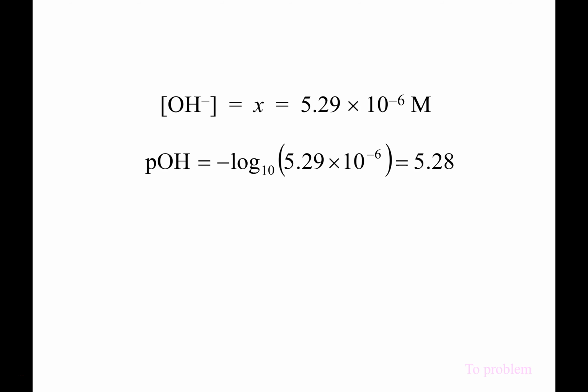Hopefully you feel kind of comfortable with going from pOH to pH. You add them together, and at 25 degrees Celsius, they need to be equal to 14.00. So the pH is equal to 14.00 minus the pOH, which is 5.28. And you're looking at 8.72 is the pH.